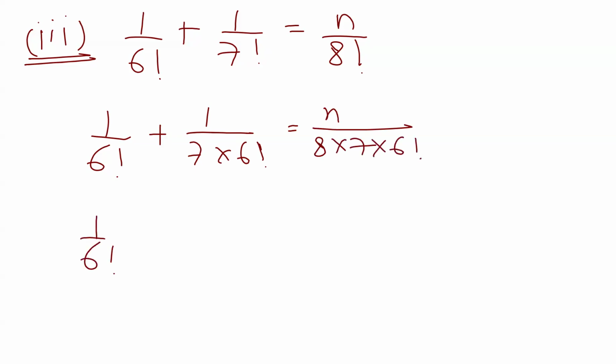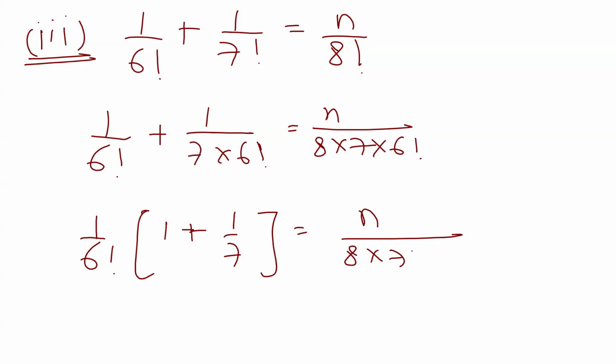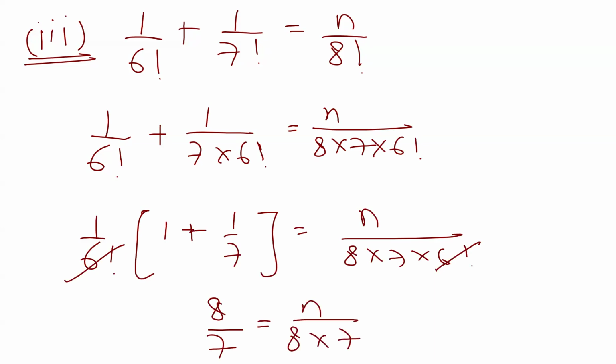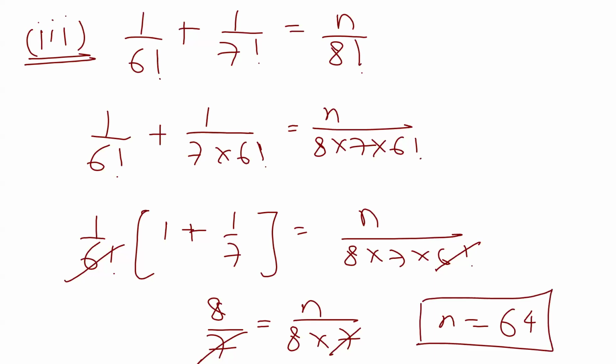So 1 upon 6 factorial is common. 1 plus 1 upon 7. So I took 6 factorial common and now I can cancel it. So this is going to be 8 upon 7. So 7 and 7 is 1. n is equal to 64.